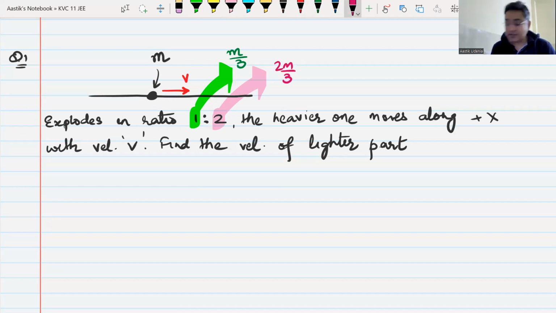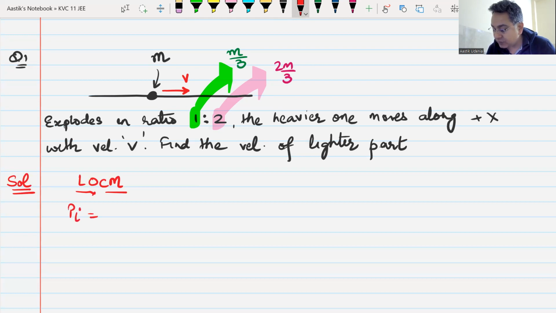Now, the bomb was at rest. So, initial momentum was how much? 0. The final momentum should also be equal to 0. So, I have applied law of conservation of momentum, LOCM. Initial momentum, PI, is equal to final momentum, PF. The initial momentum is 0. The bomb was at rest. The final momentum should also be 0.